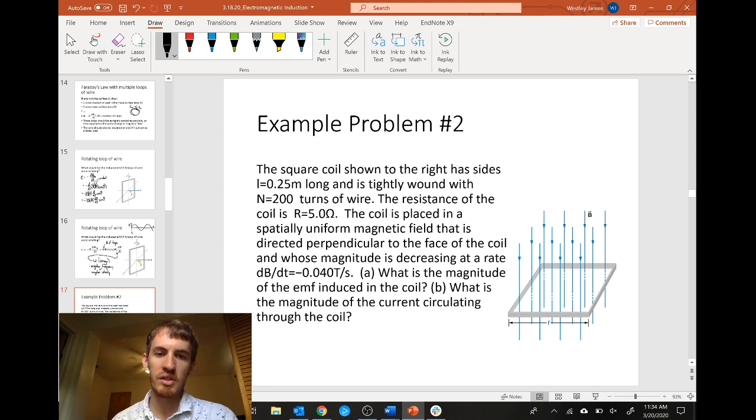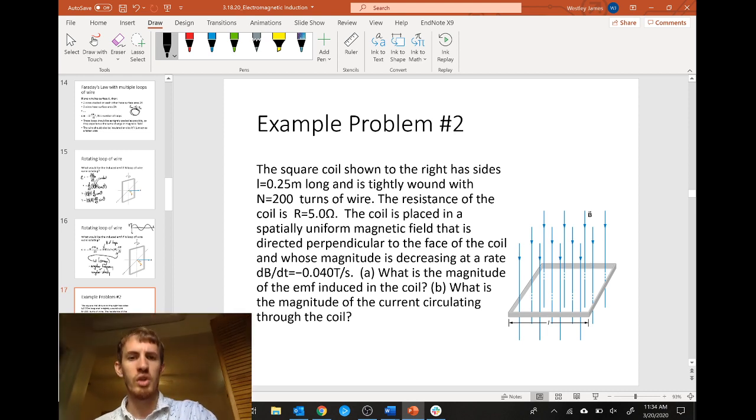And so what is the magnitude of the EMF induced in the coil? What is the magnitude of the current circulating through the coil? I'm seeing some questions coming up here. I'll go ahead and adjust the thing for the test, and I'll answer the question for the test review after I do this problem, just to stay on one train of thought.